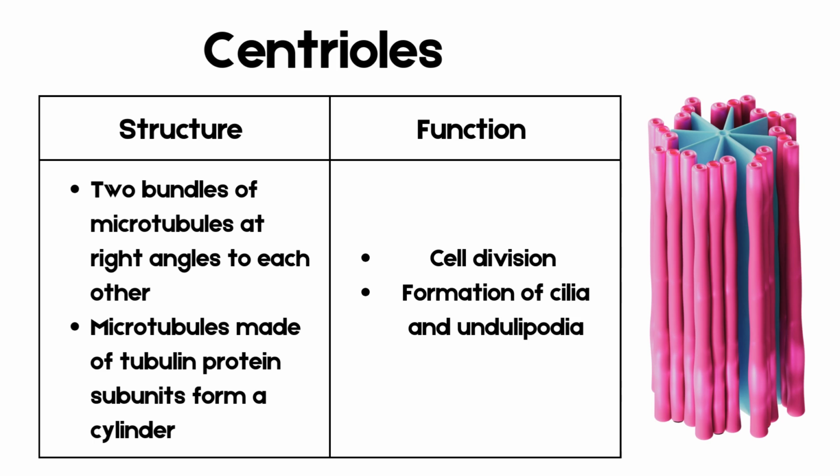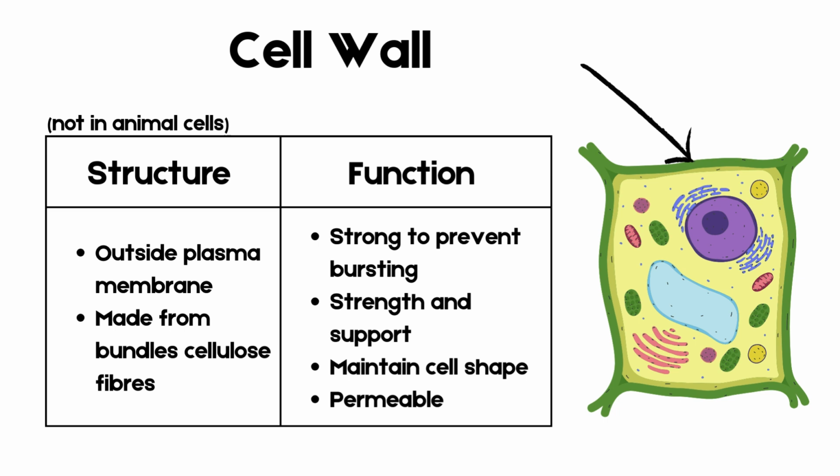Centrioles are key players in cell division, forming structures like cilia and undulopodia. They consist of two bundles of microtubules positioned at right angles. Found outside the cell membrane, the cell wall provides strength, structure, and support. Made from cellulose in plants, it prevents the cell from bursting and maintains its shape.